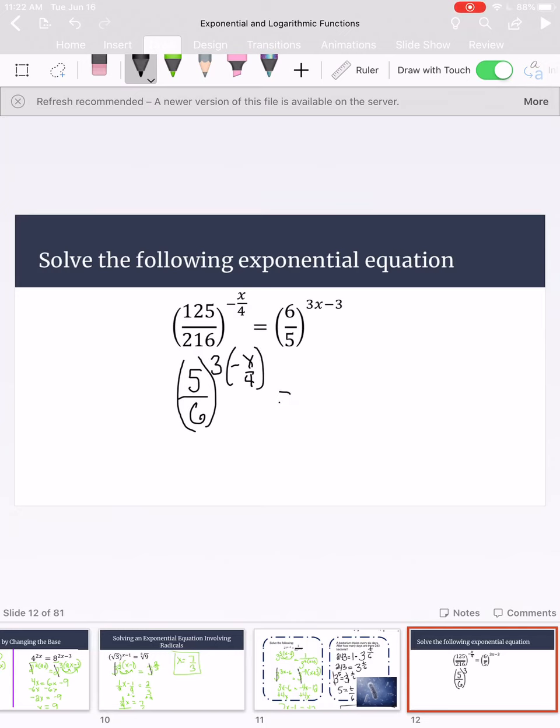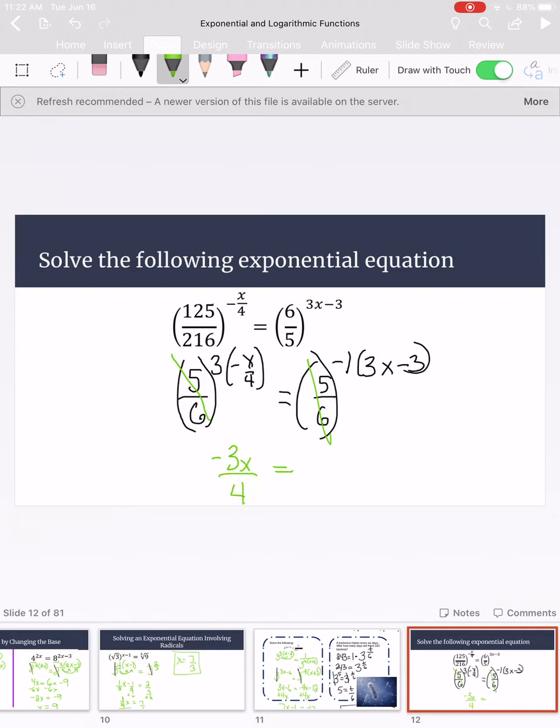And then because I want them to look the same so that I can cancel out those bases, what I'm going to do is flip this fraction and then raise it to the power of negative 1. Okay, so now I have the same base, so I can go ahead and cancel those bases out. And then I'm going to multiply. So I have 3 times negative x over 4, which gives me negative 3x over 4.